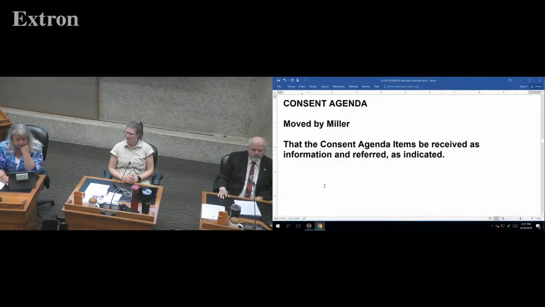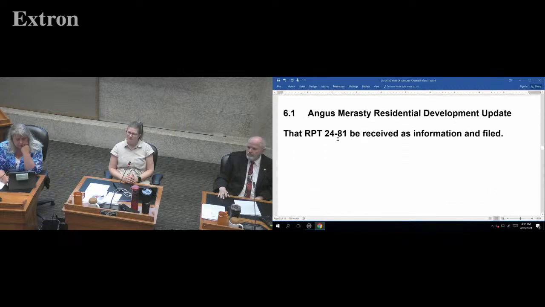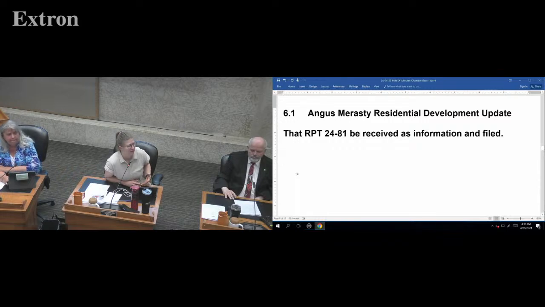Okay, so 6.1, Angus Morassity Residential Development Update. Councillor Lennox Zepp: Thank you. Just wondering if I could ask the director to give a brief synopsis. I read the report with interest. I just wanted to maybe hear a brief summary of the status we're at, where we've been and where we're at now.